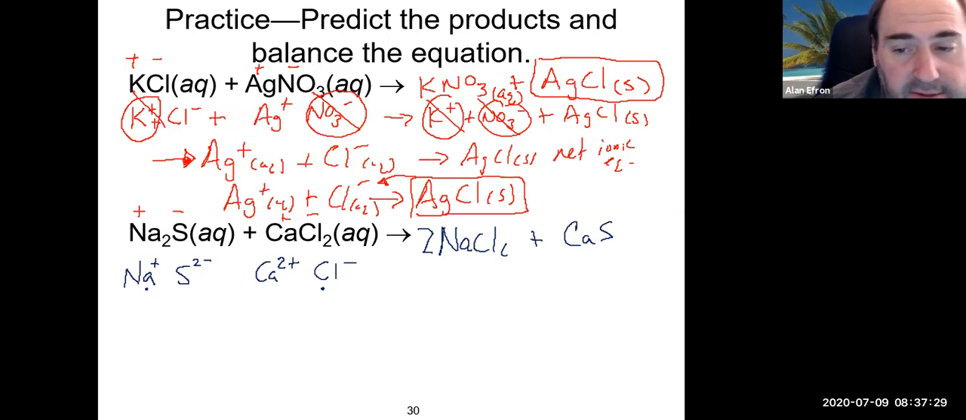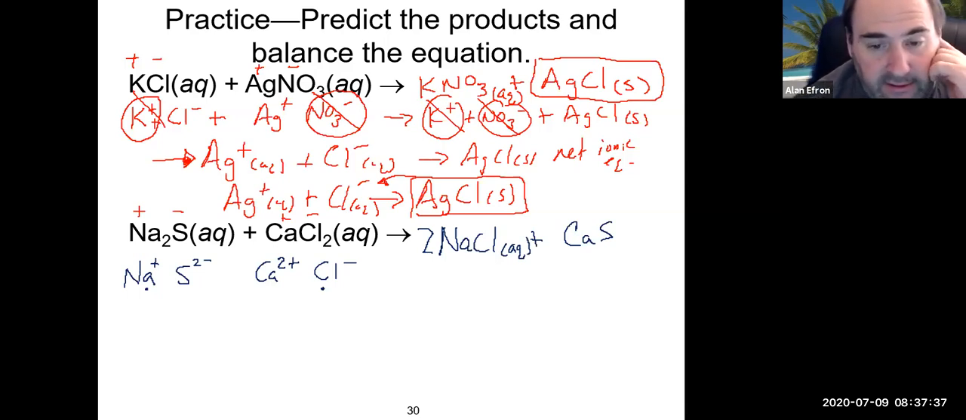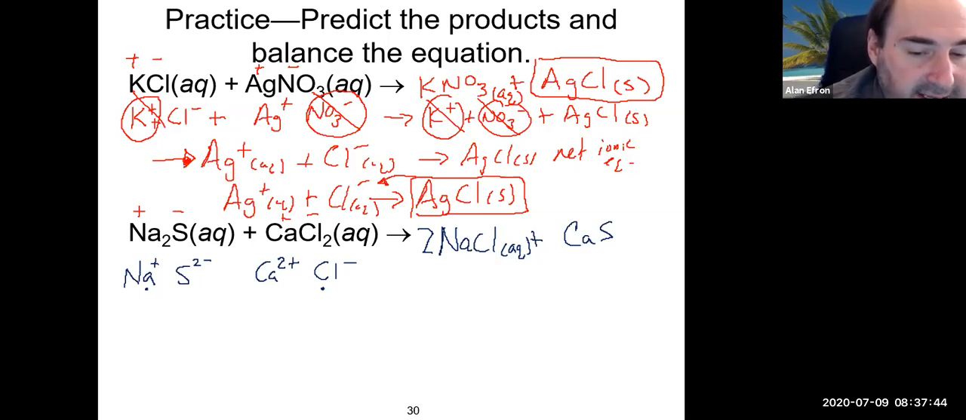We want to think about our solubility rules. So sodium chloride, as I was starting to write here, is going to be aqueous, right? Because it is sodium, which is soluble in everything, and chloride soluble in everything except for silver, lead, and mercury, which is not the case here.